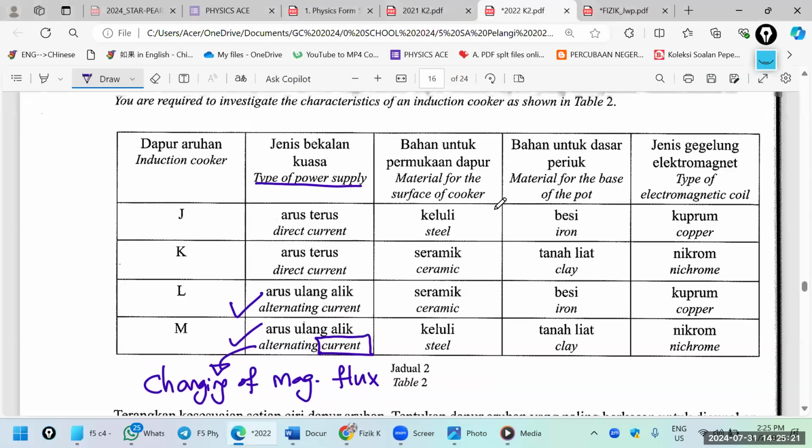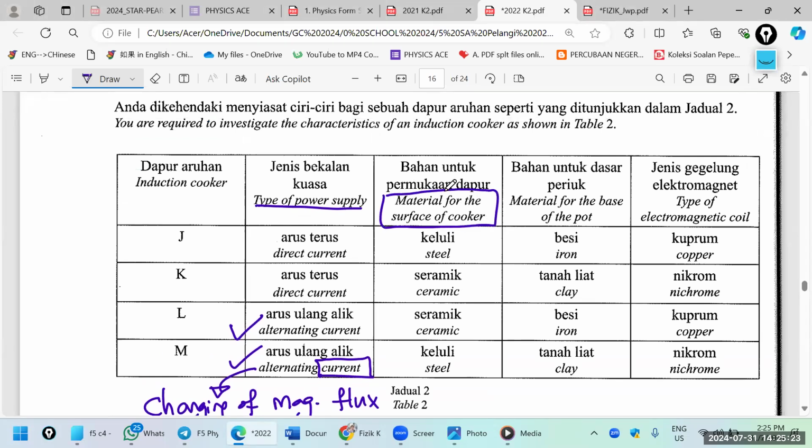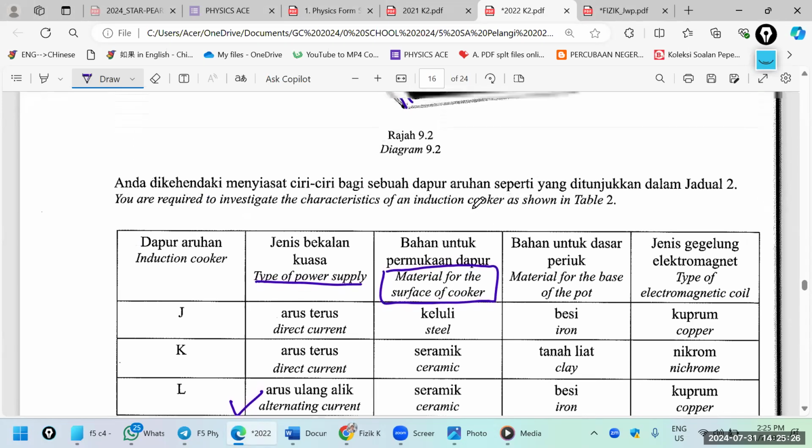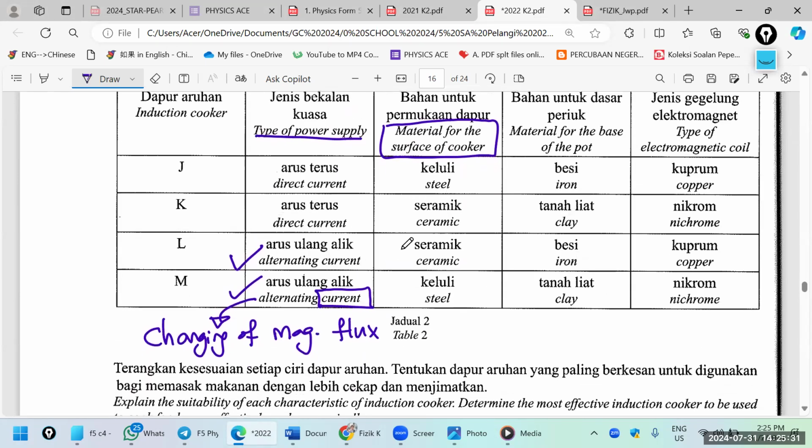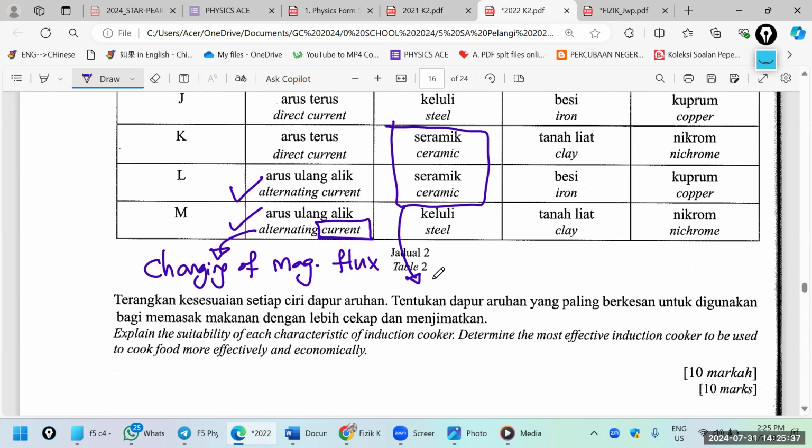Okay, so now, what is the material for the surface of a cooker? Yeah, ceramic or steel. Actually, ceramic is better because ceramic can insulate heat, it is a heat insulator. We say it gets hot slower. Hot slower actually means what? Means high specific heat capacity.